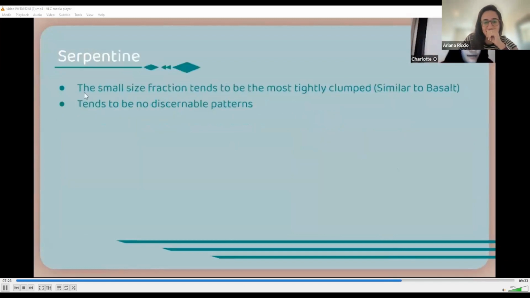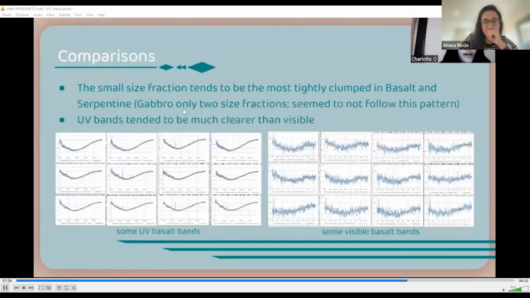For the serpentine, the small size fraction tends to be the most tightly clumped, similar to basalt, and otherwise there are no really discernible patterns. Here's just a trend: the UV bands tend to be much clearer than the visible ones. The visible ones are super noisy, and these aren't. And then again, the small size fraction tends to be most clearly clumped.